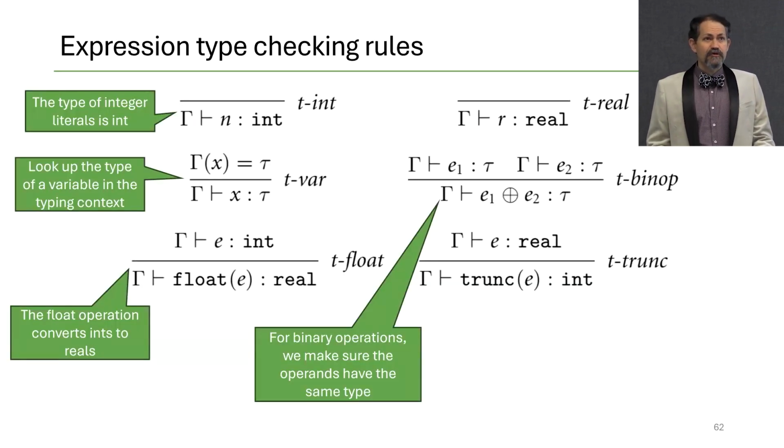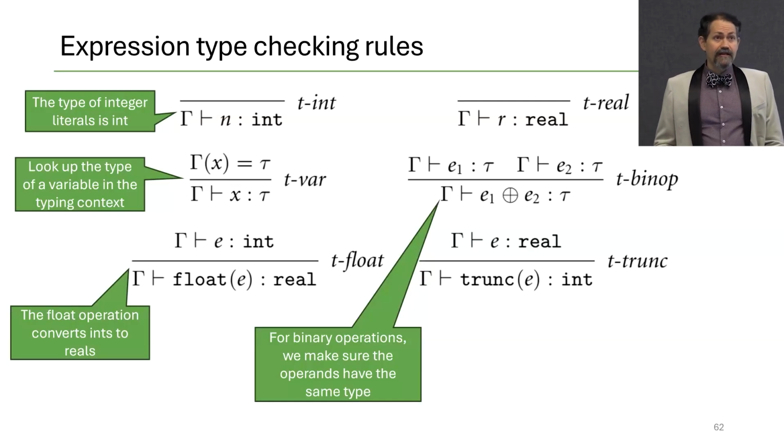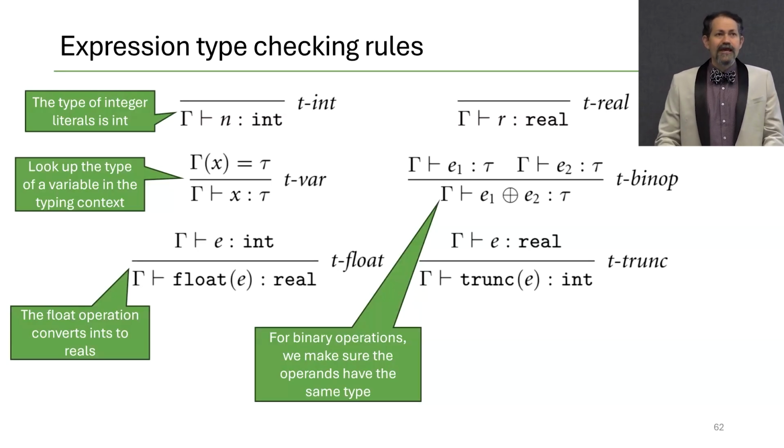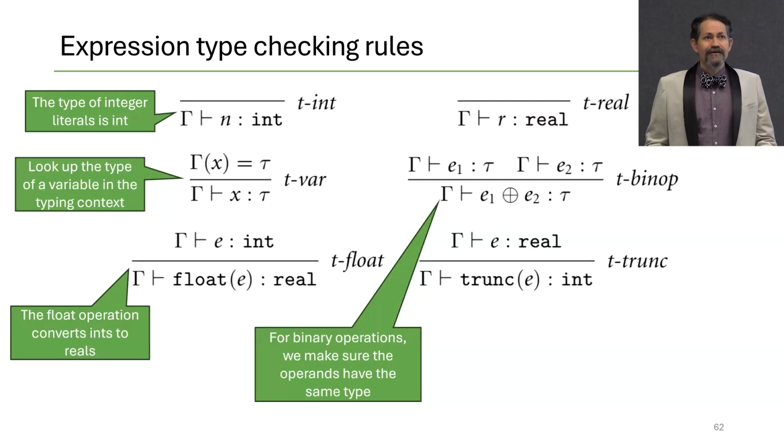Let's look at some expression typing rules. The first rule, tint, is an axiom that just shows that any integer literal n will have type int. Similarly, a real literal will have type real. When we come to a variable, we need to look up the type of the variable in the type context. So we look up gamma of x to find out what the type of x is in gamma. That will return some type tau, and that will be what we conclude is the type of the variable.